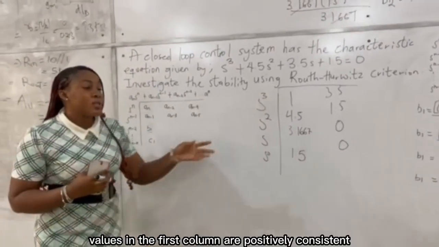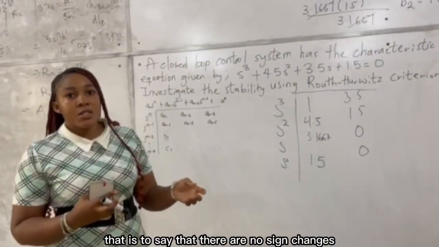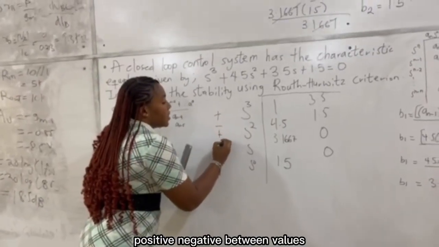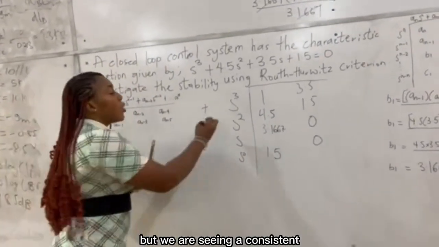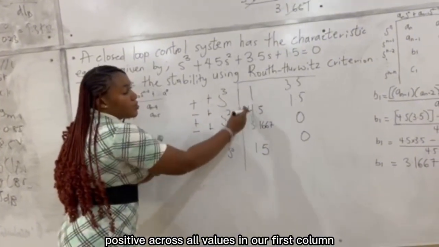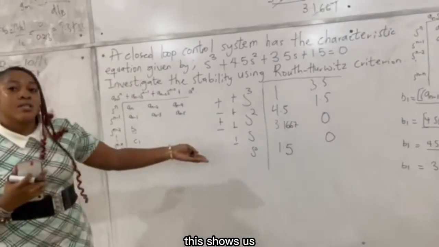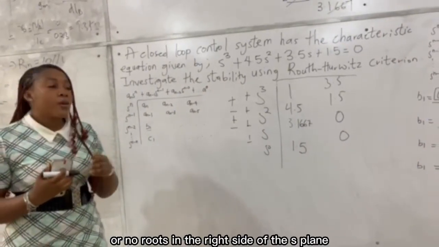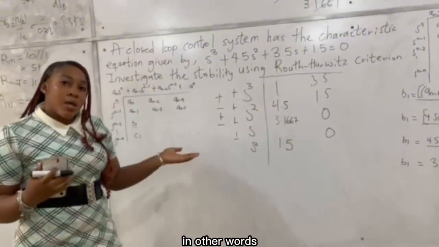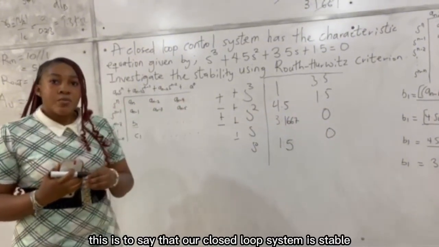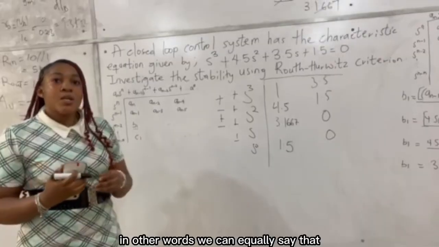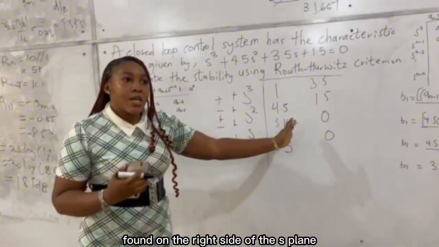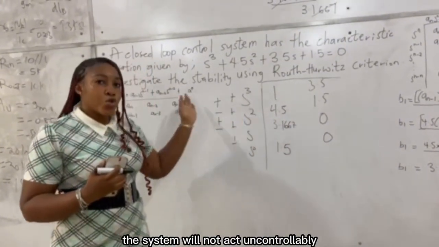In conclusion, we see that after constructing the Routh array, all our values in the first column are positively consistent. That is to say that there are no sign changes. And by sign changes, what I mean is we do not see a positive, negative between values, but we are seeing a consistent positive across all values in our first column. This shows us, with respect to the Routh-Hurwitz criterion, that there are 0 roots in the right side of the S-plane. In other words, our closed loop system is stable. We can equally say that because there are no roots found on the right side of the S-plane, the system will not act uncontrollably.